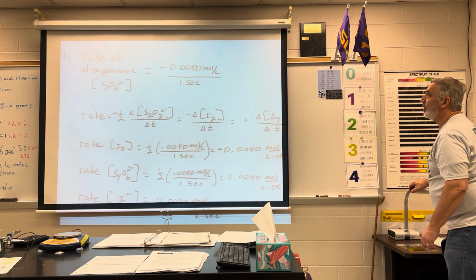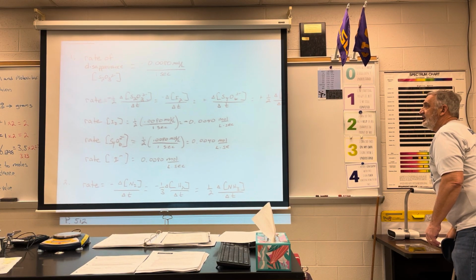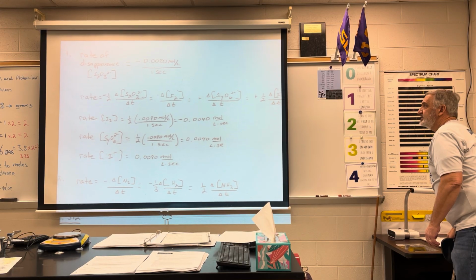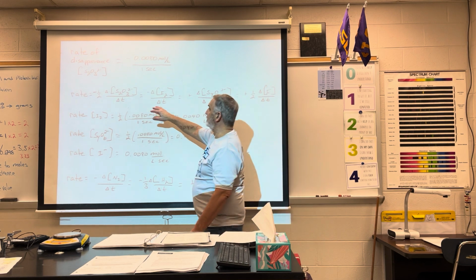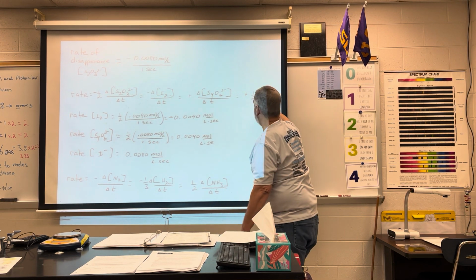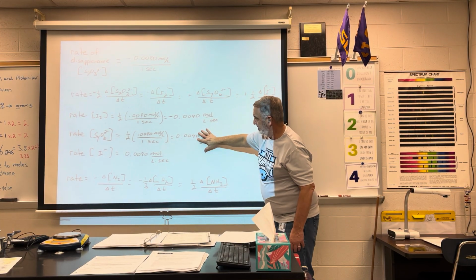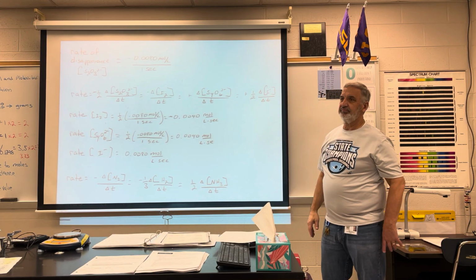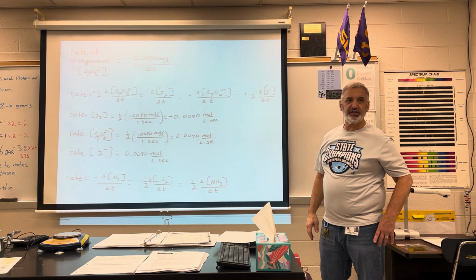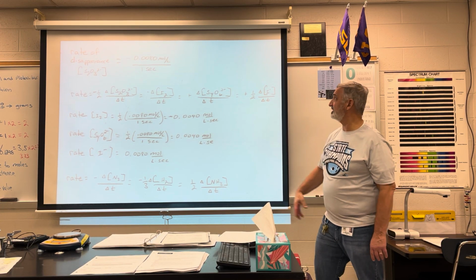So if we look at number 1 on page 558 on that packet, we can see how the rates are going to compare with one another. This is just relating all of the rates of the reactants and products in one big equation, but the net result are these values. Okay? Does everybody agree with that? Does anybody have any question on that? Does everybody understand this?